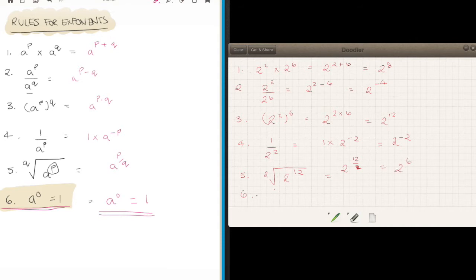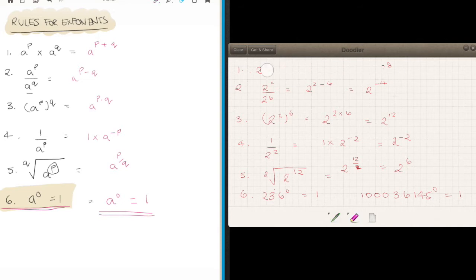So now we have the sixth rule, which is a given. Say we have 236 to the power of 0. This will just be 1. Say we have this number to the power of 0, it will just be 1.